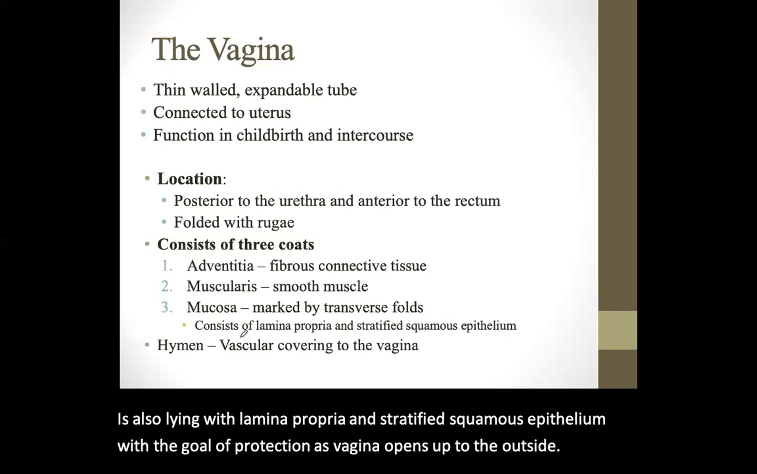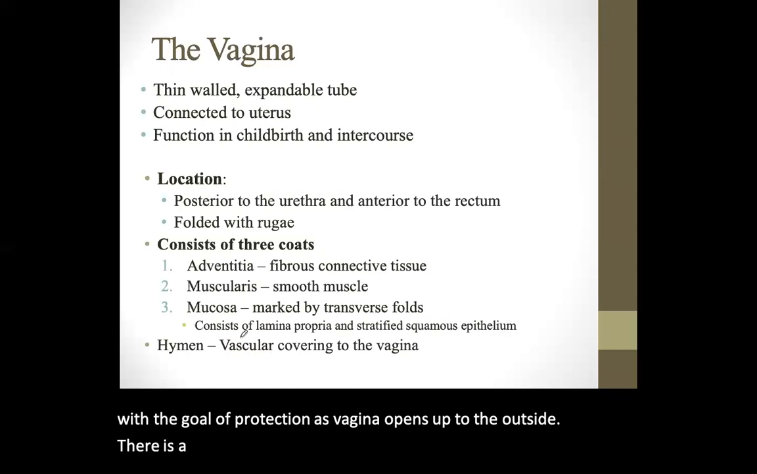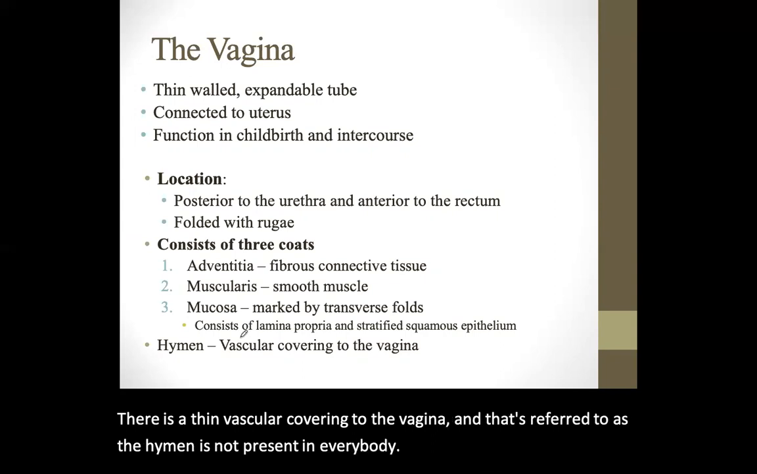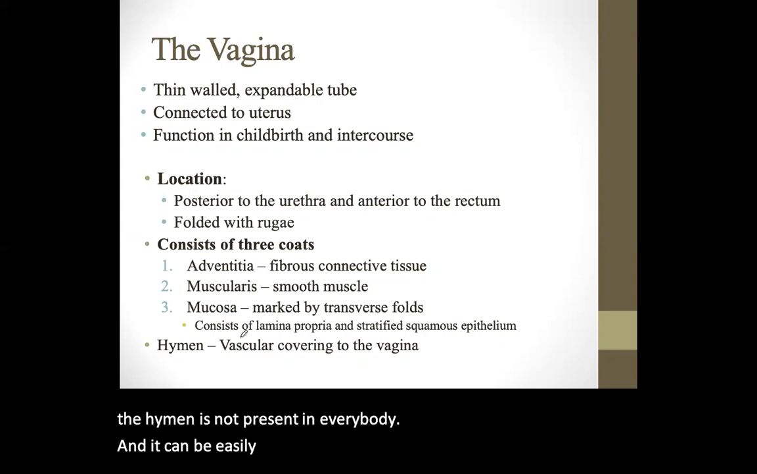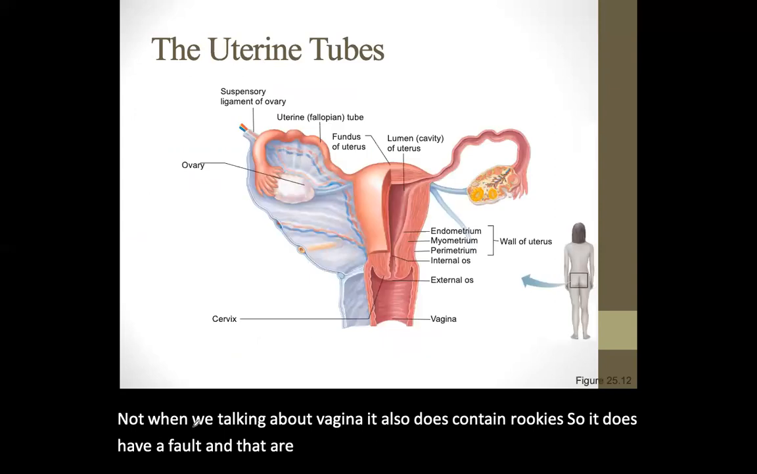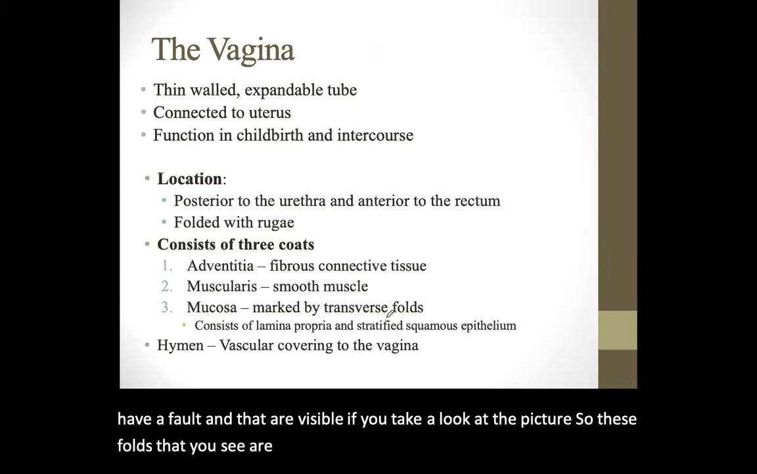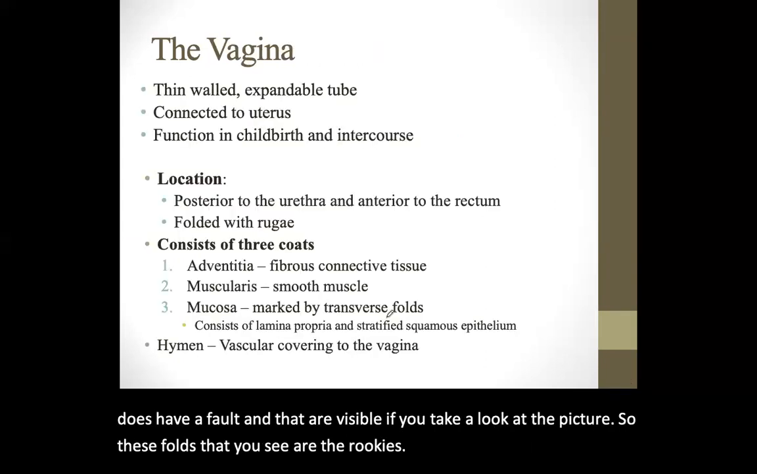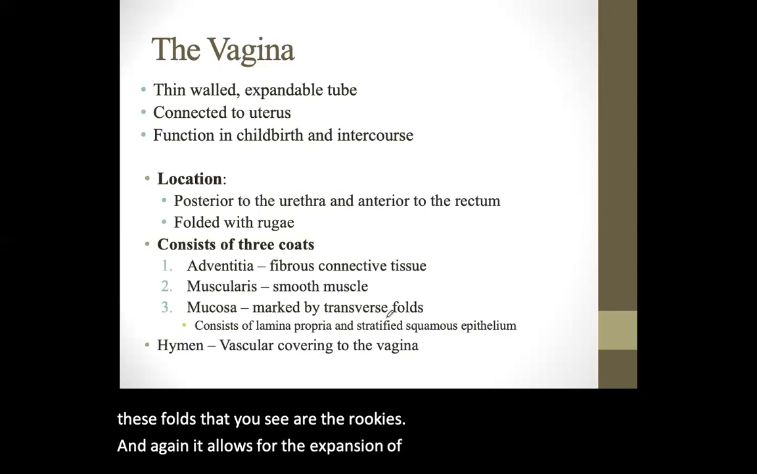There is a thin vascular covering to the vagina, and that's referred to as the hymen. Hymen is not present in everybody, and it can be easily ruptured in some cases. Now, when we're talking about vagina, it also does contain rugae, so it does have folds that are visible if you take a look at the picture. So these folds that you see are the rugae. And again, it allows for the expansion of the vagina, especially during childbirth.